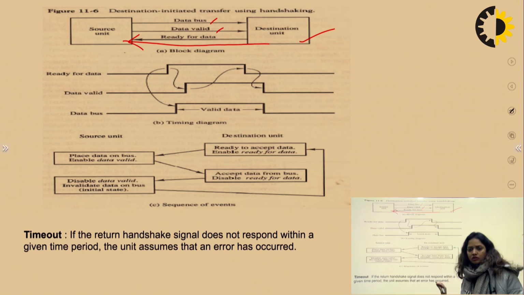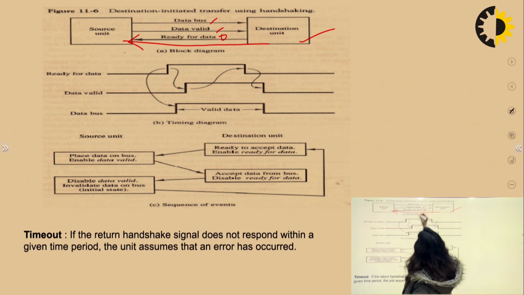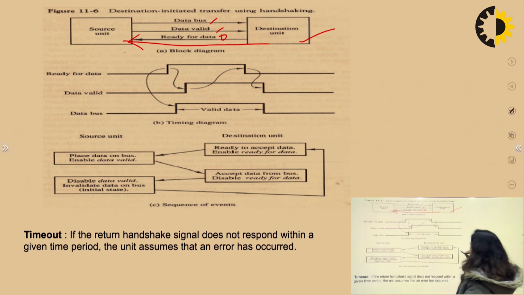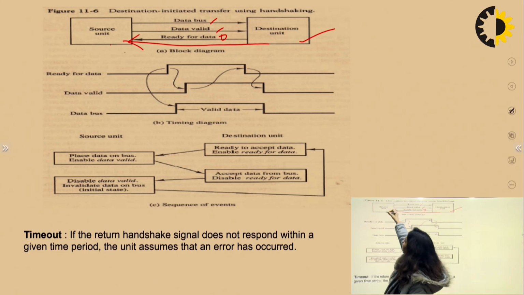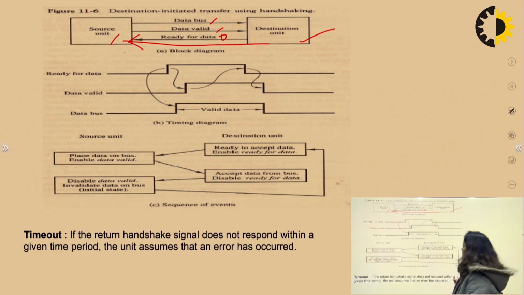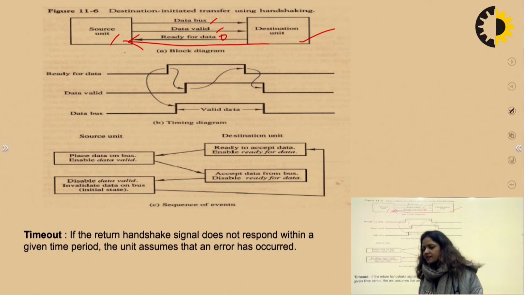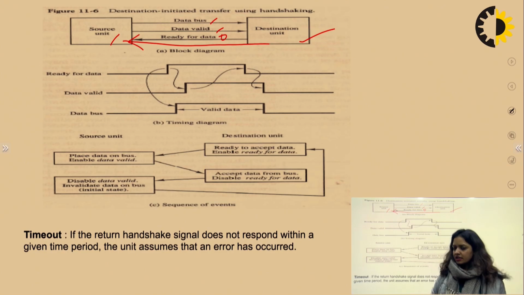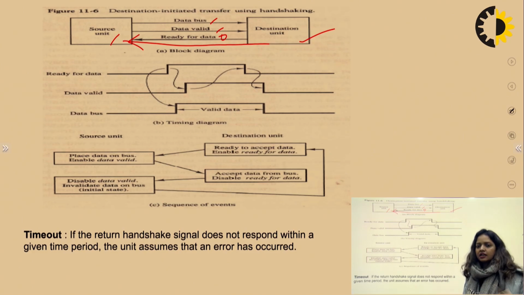Whenever the destination unit does not want to receive the data, it will keep this ready for data signal in a zero mode, which is an indication to the source unit that no more data will be needed by the destination unit. So the difference is in the initiation. In one case, the initialization of transmission is done by the source unit, and in the other case, initialization of transmission is done by the destination unit. So these are our handshaking and strobing types of asynchronous data transmission.